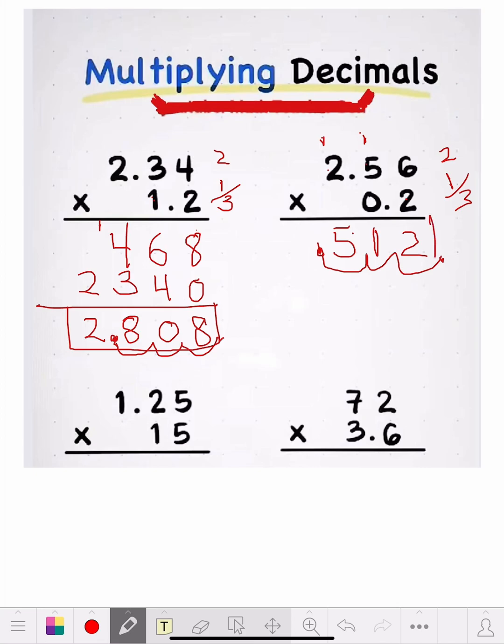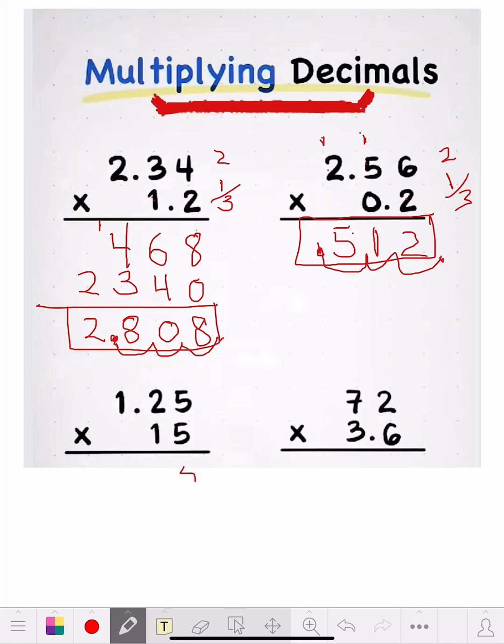Let's square this off so the teacher knows, hey, my answer is 0.512. And that's all there was to it. See, this isn't hard. Let's do the next one. We got 1.25 times 15. So let's go.